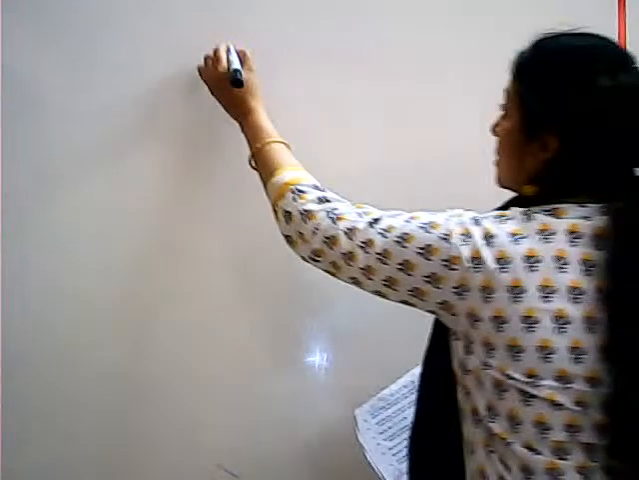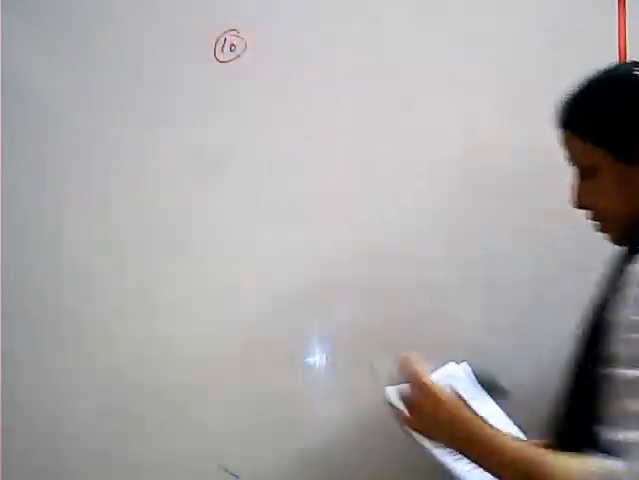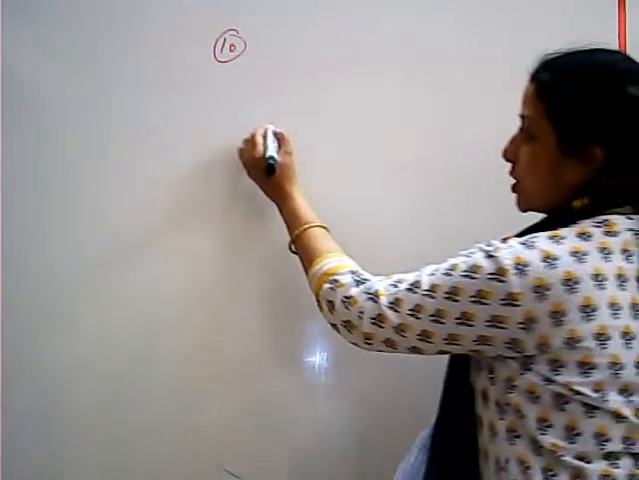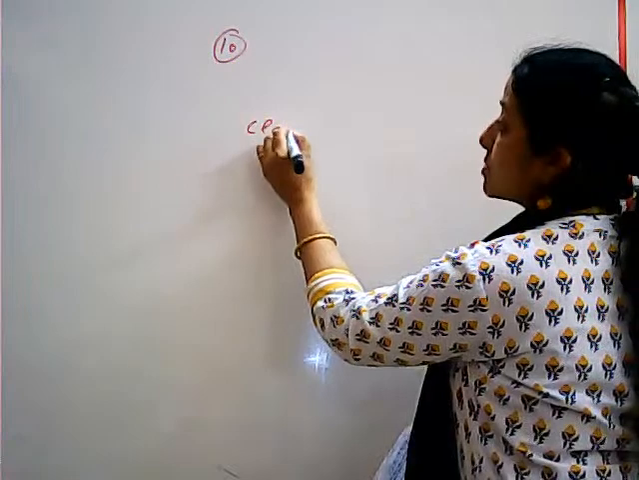Now question number 10. This is also some different question. Listen carefully. In the frequency distribution, the mid value of the class is 10, and the width of the class is 6. So what is the mid value? Mid value means the class mark.